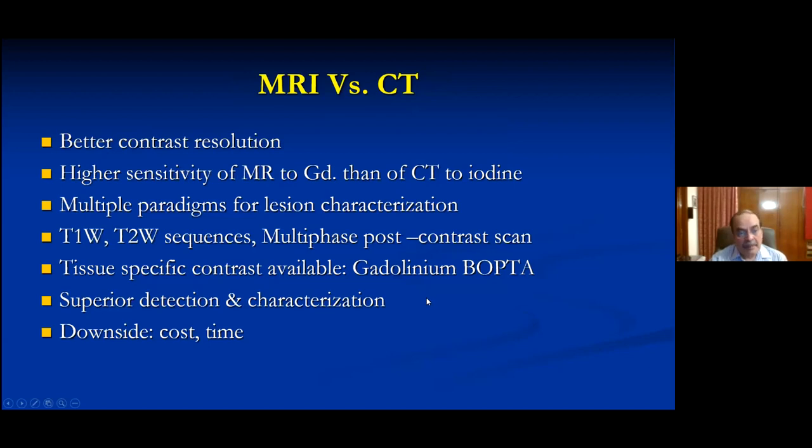Coming to MR, MR offers a better contrast resolution. It has a higher sensitivity to gadolinium than CT does to iodine. As I said, there are multiple paradigms for lesion characterization, and superior detection and characterization. The downside is its high cost and the fact that it's a more time-consuming investigation. The shortest protocol for the liver would take about 20 to 25 minutes, whereas a CT we know can be finished in less than 1 minute.